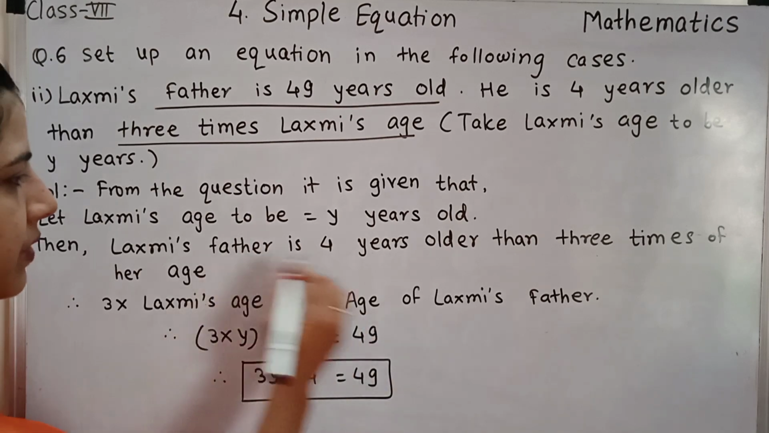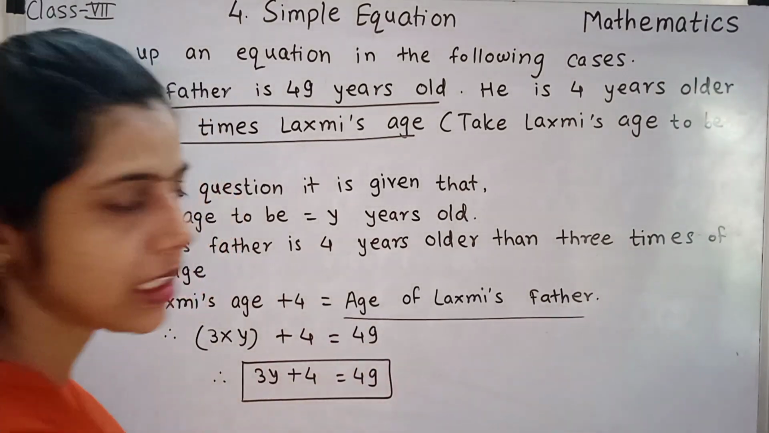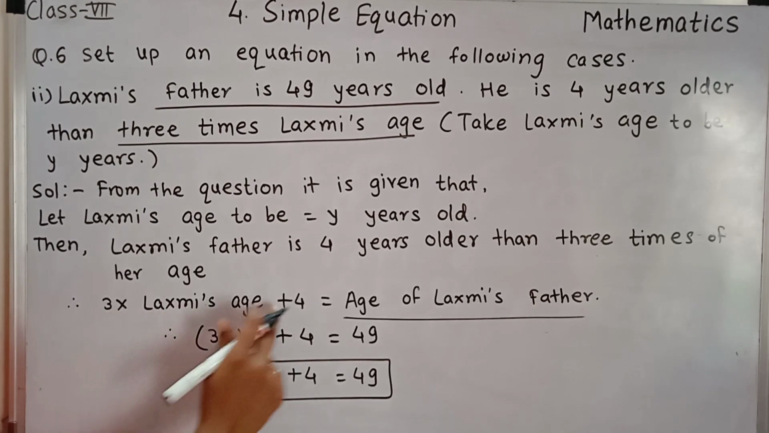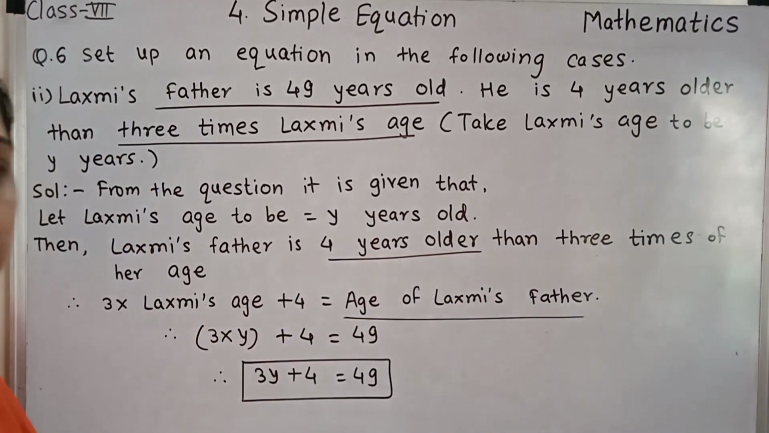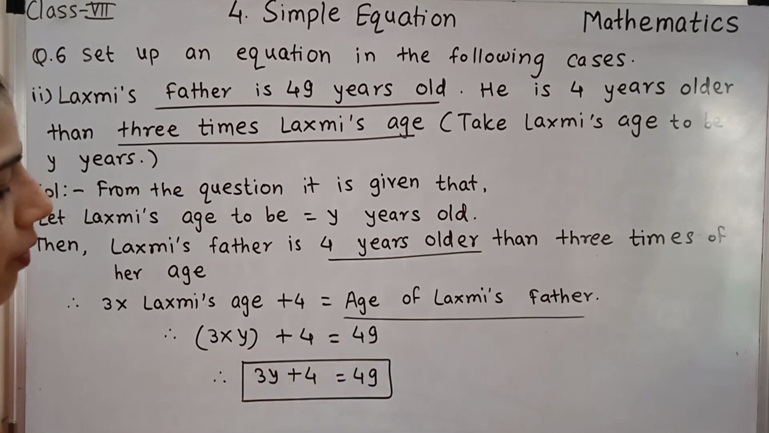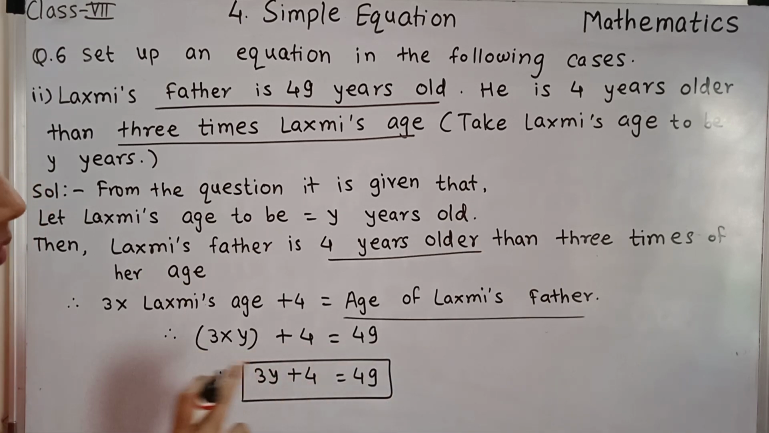So the age of Lakshmi's father equals what is given? 3 times Lakshmi's age plus 4 years older. What does 4 years older mean? Bigger number, so what should we do? We should take the addition. So what will come here? 3y plus 4 equal to 49. So with multiplication you get this: 3y plus 4 equal to 49. And this is our equation. Yes. So we'll see the next sum, that is the third one.